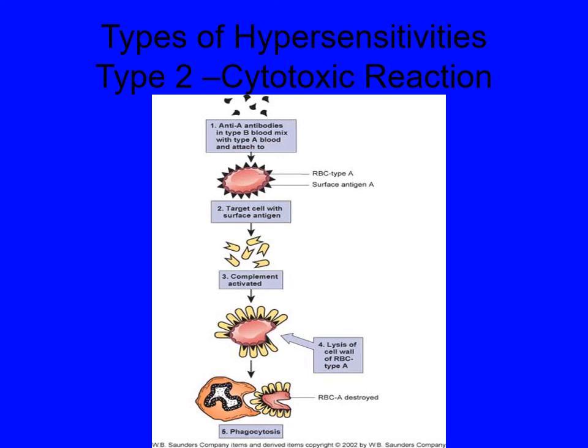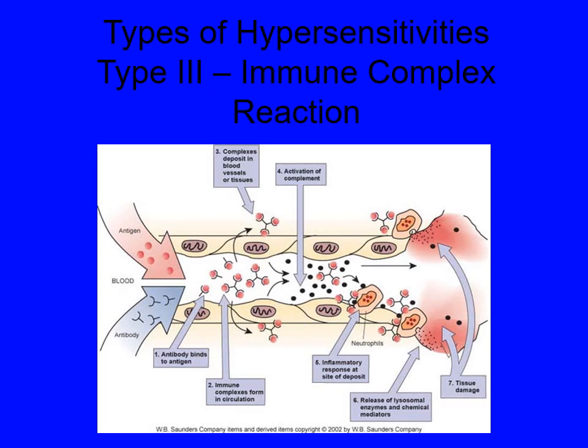So here you have anti-A antibodies in type B blood mixed together, and this is going to cause your reaction, antibody-antigen complex, and then that draws in complement. This causes the lysis of the cell wall, the red blood cell, and then phagocytosis is involved, but this is the process of the transfusion reaction. And so that one, transfusion reaction, is the major cause.